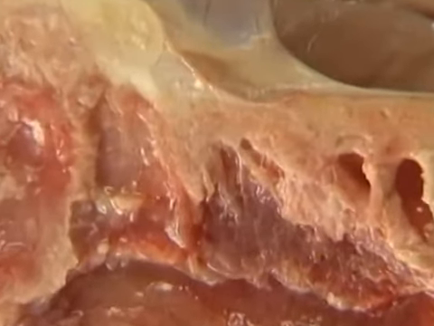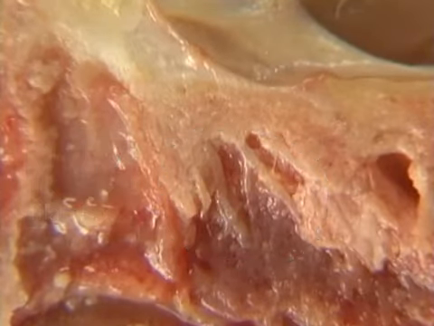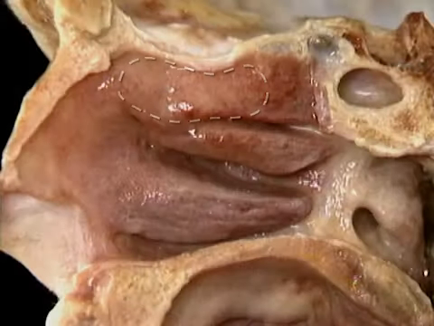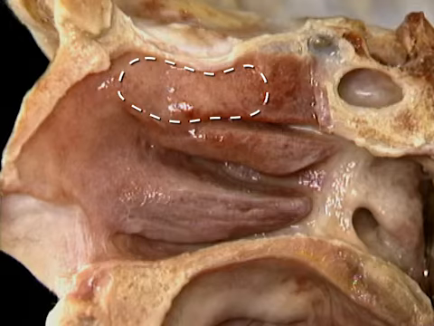The filaments of the olfactory nerve, here they are in close-up, pass through the cribriform plate and run just beneath the mucous membrane to reach nerve endings in this olfactory area on the lateral and medial surfaces of the nasal cavity.